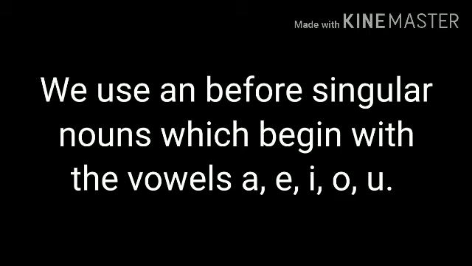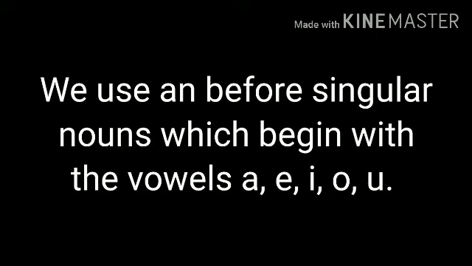Now an is also used before singular nouns only, but it is used before nouns which begin with vowels. Okay, what are vowels? A, E, I, O, U. Okay children, so before A, E, I, O, U we should use what? An. Okay children, before a, e, i, o, u we use an. This is also used only for the singular form, but there is a difference between using a and an.